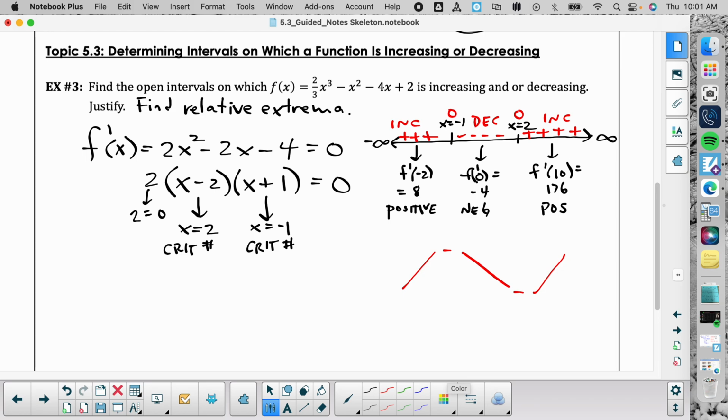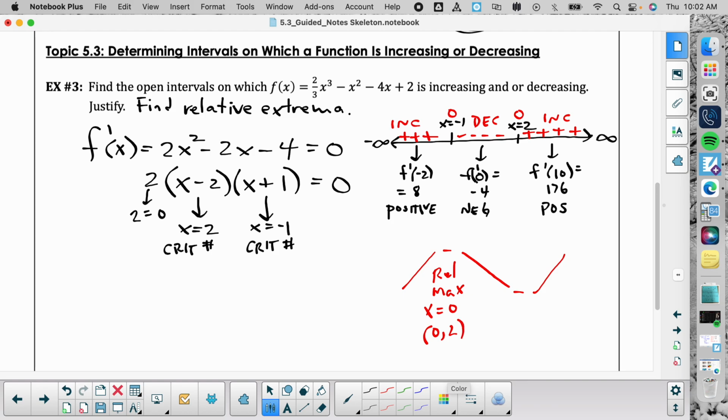So we have a relative max where? Okay, we have a relative max at x equals 0, or the point 0, what? Where do we plug it in to get that answer? The original function. The original function gives you the height. So, 2. Luckily it's 0.